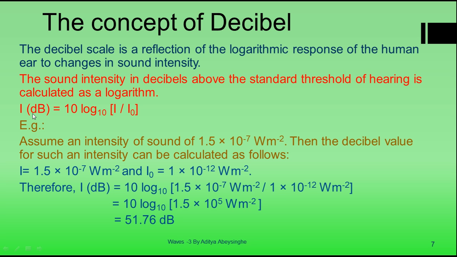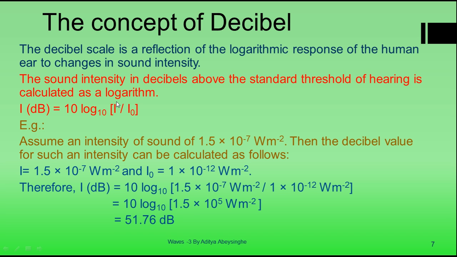The sound intensity in decibels above the standard threshold of hearing, I'll explain what is meant by the standard threshold of hearing, is calculated as a logarithm as follows. So I in decibels is equal to 10 times the logarithmic ratio of I over I naught. I naught is called the threshold of hearing. I is the intensity in which we are concerned about, right? So for example, if you assume an intensity of sound of 1.5 into 10 to the power minus 7 watt per square meter, then the decibel value for such an intensity can be calculated as follows.